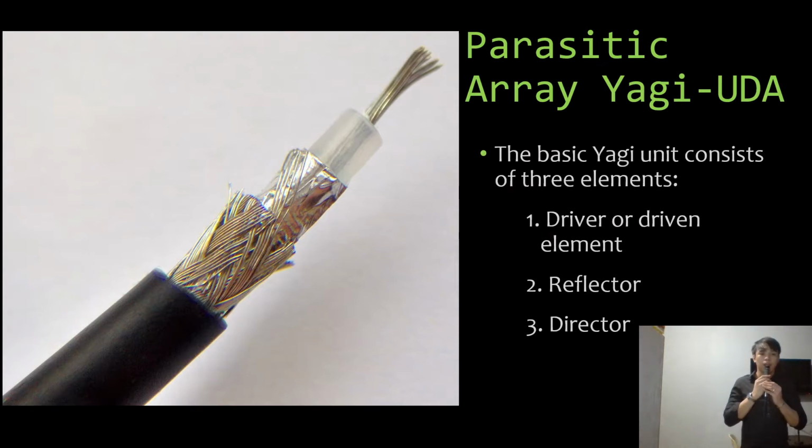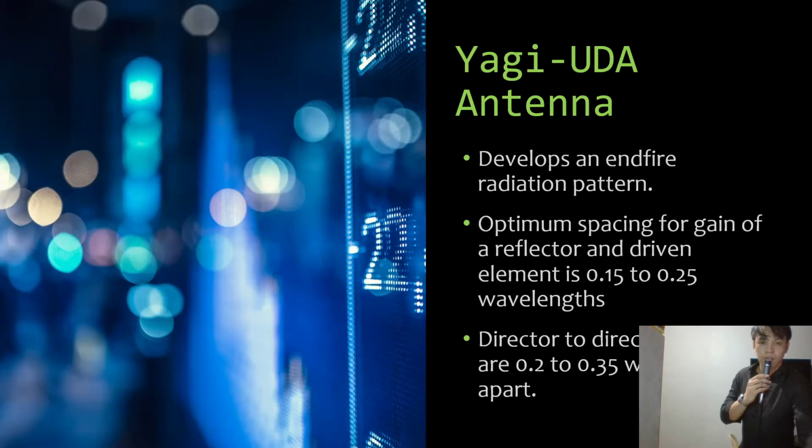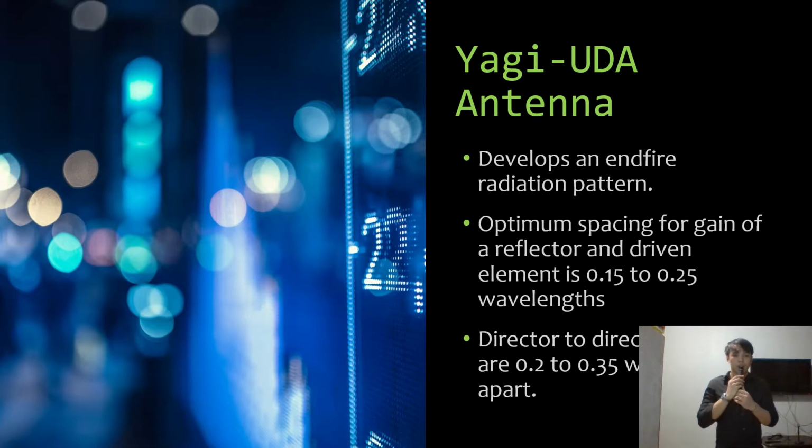So the basic Yagi unit consists of three elements. The first one is the driver or the driven element, the next one is the reflector, and the last one is the director. So Yagi-Uda develops an end fire radiation pattern. Optimum spacing for gain of a reflector and a driven element is 0.15 up to 0.25 wavelengths. The director to director spacings are 0.2 up to 0.35 wavelengths apart.